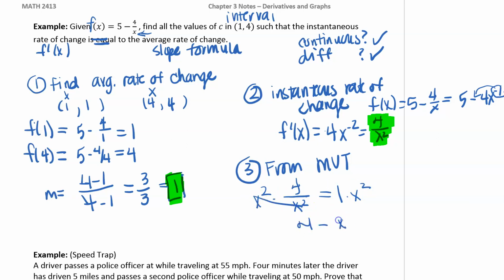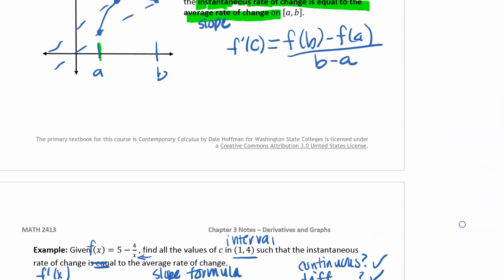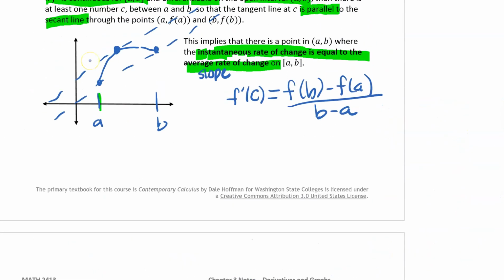So I get 4 equal to x squared. I'm going to square root both sides, and so that gives me x equal to positive and negative 2. But remember, we're in that interval from positive 1 to 4. So really, it's just going to be at the value of x equal 2. So at the value of x equals 2 is where I would have a tangent that is parallel to the average rate of change between my endpoints, like we saw here in our picture.